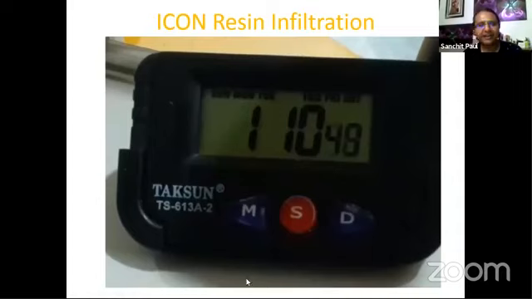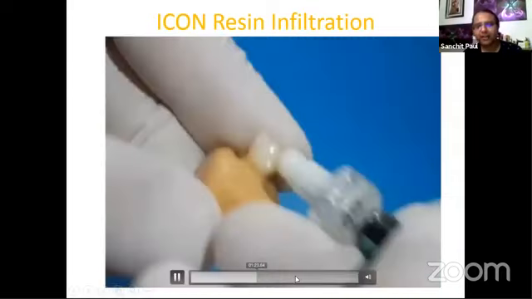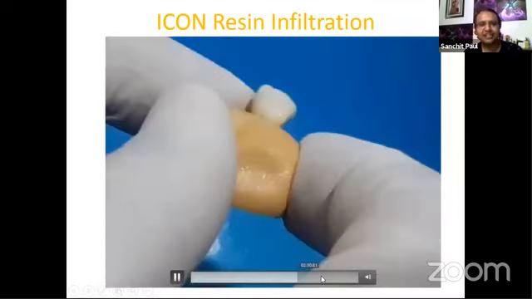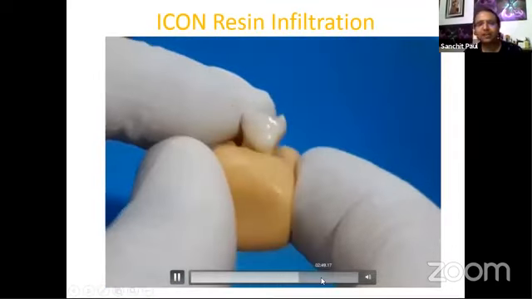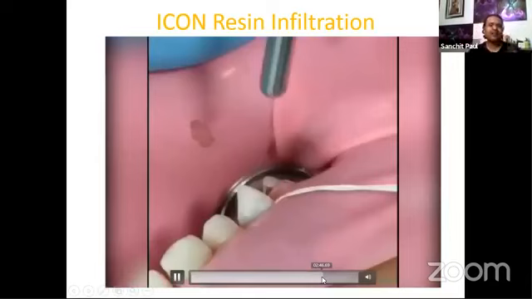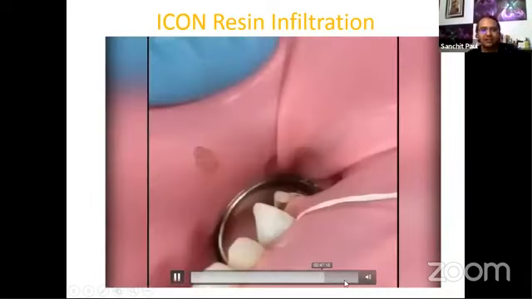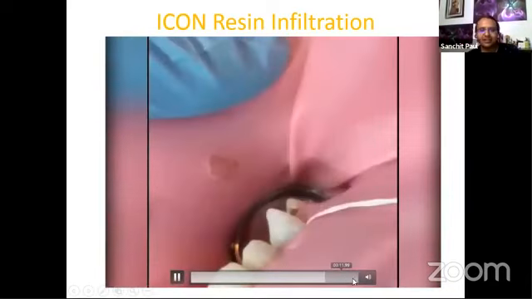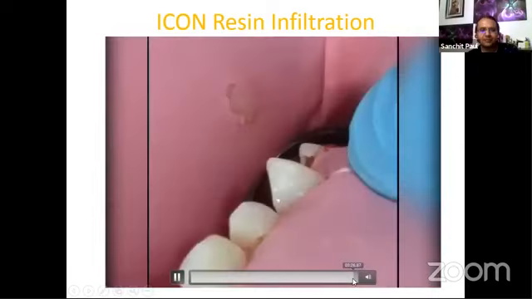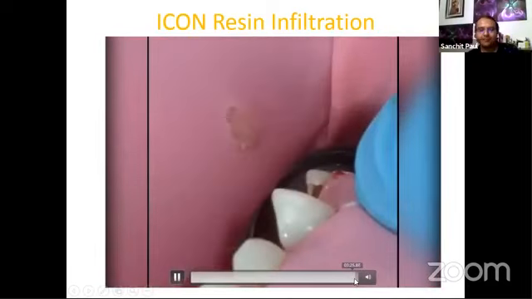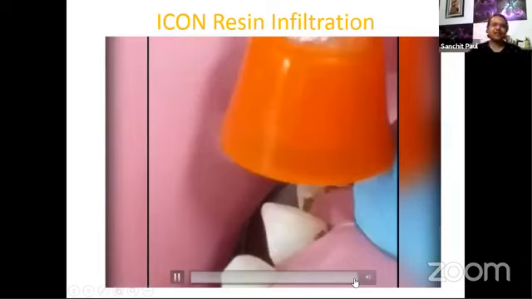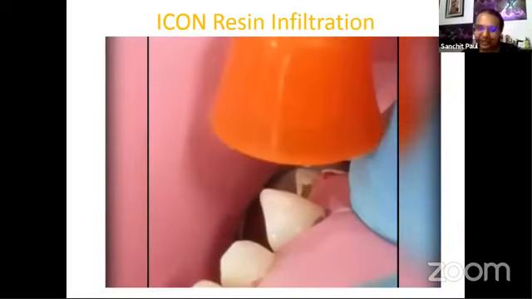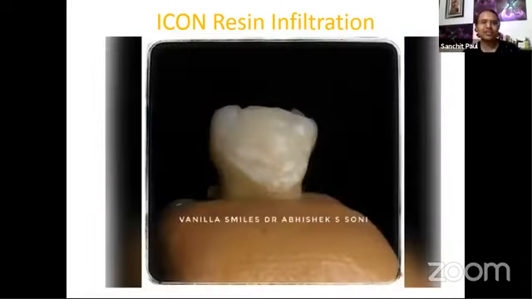using Icon Dry and then putting an infiltrate over there and then make it shiny and resin. One can repeat the cycle of Icon Etch and Icon Dry till we get the masking of the lesion, and then do the infiltration and cure. So you can see these videos on our YouTube channel. They're all available, but I wish I could have added more time to watch it.